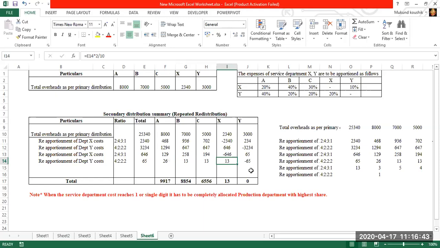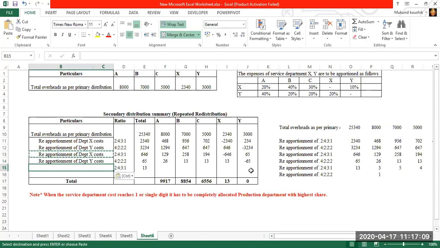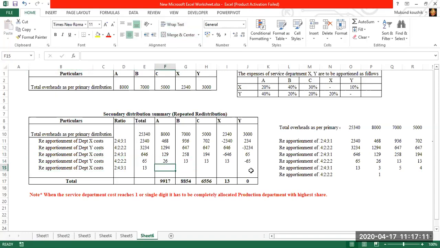Now, again for service department X, we have 13 rupees here. So whatever 13 rupees we have in service department X has to be allocated again in the ratio of 2:4:3:1. Again, whatever overheads we have in service department X, we have to distribute to other departments. That means this entire 13 rupees will be gone, so we'll write it as minus 13 here.